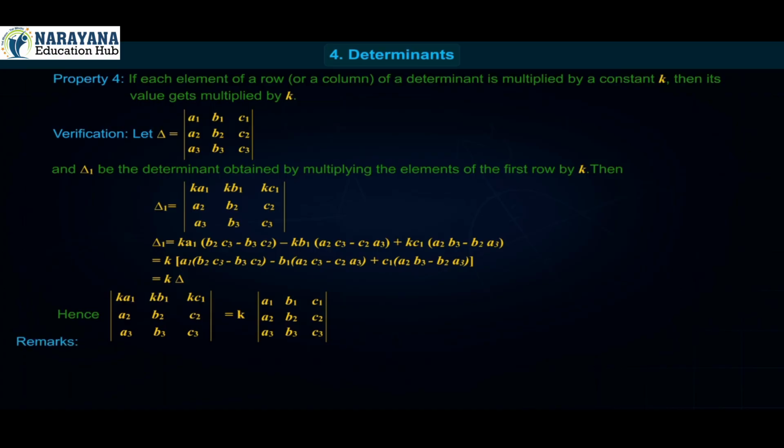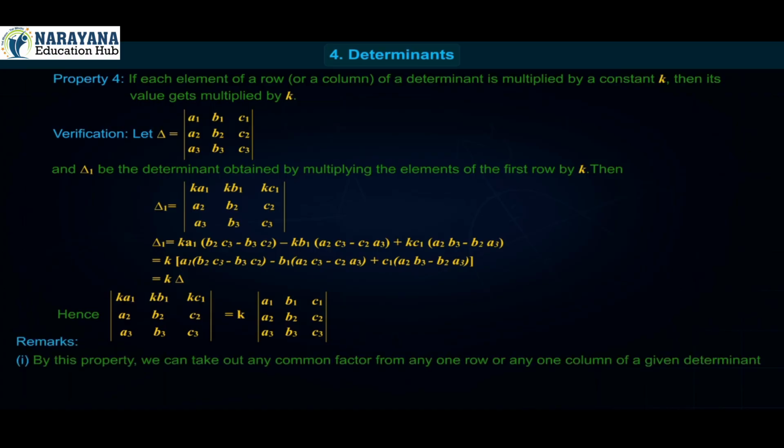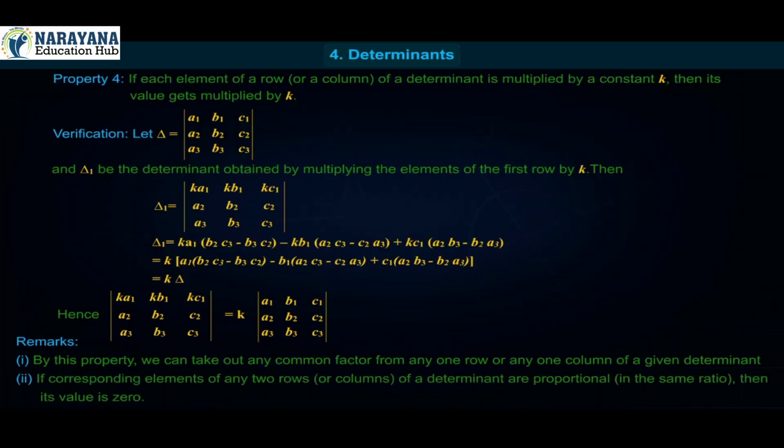Remarks. Number 1. By this property, we can take out any common factor from any one row or any one column of a given determinant. Number 2. If corresponding elements of any two rows or columns of a determinant are proportional in the same ratio, then its value is 0.